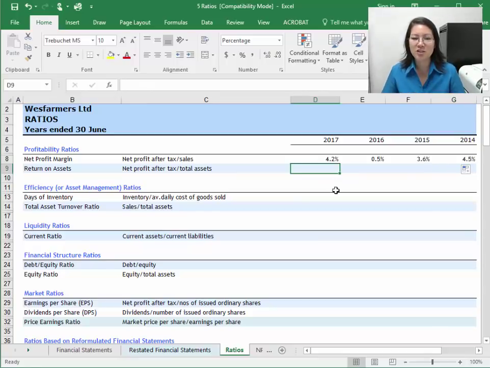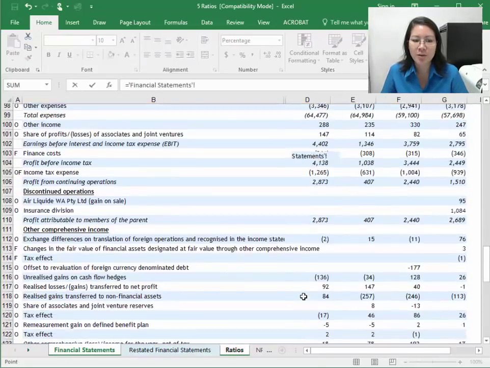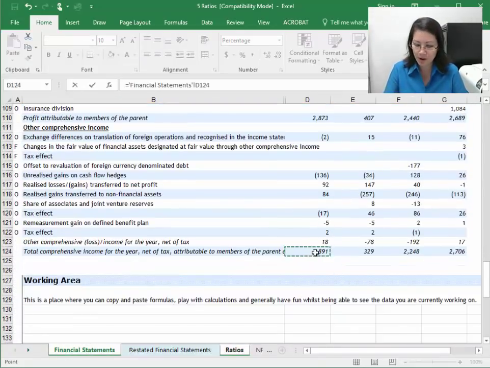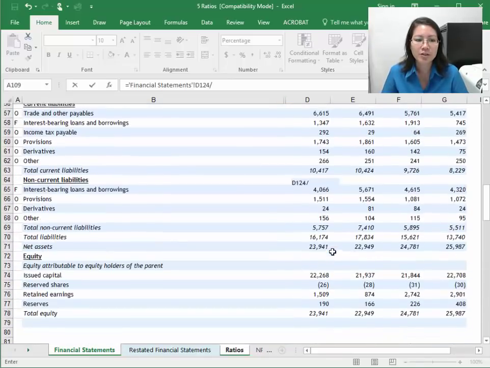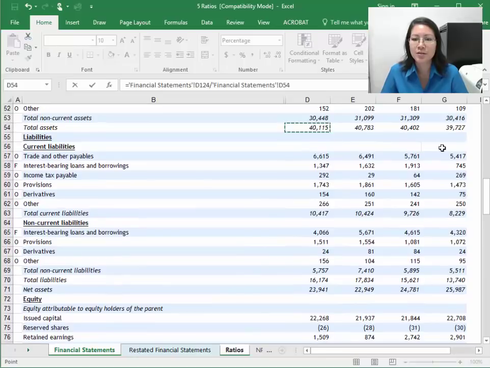Anyway, you can talk about this in your assignment. I'm just showing you how to calculate them. So return on assets equals net profit after tax divided by total assets. So go back to my net profit, divide that by, so slash in Excel to divide, by total assets. Here we go, it's total assets.